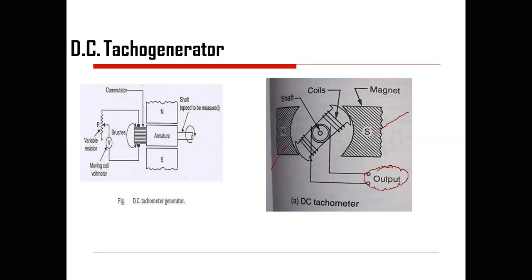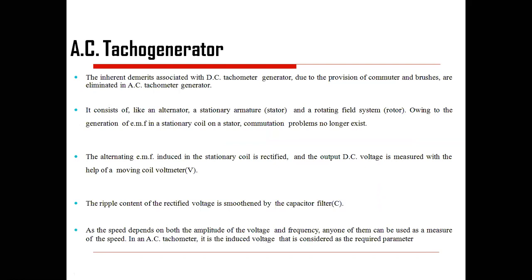So the output which is generated is measured using this voltmeter. This moving coil voltmeter will reflect the resultant output, and that output is calibrated in terms of RPM, as I have specified earlier. So you are getting the direct output through this, and that's why it is a DC tacho generator. Now the AC tacho generator, alternating.